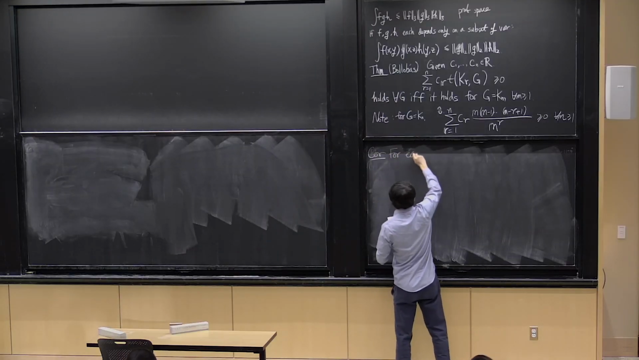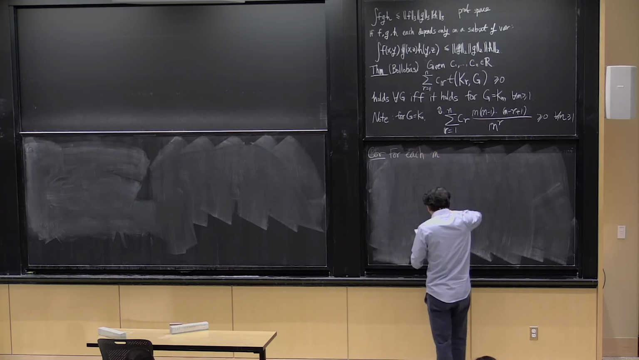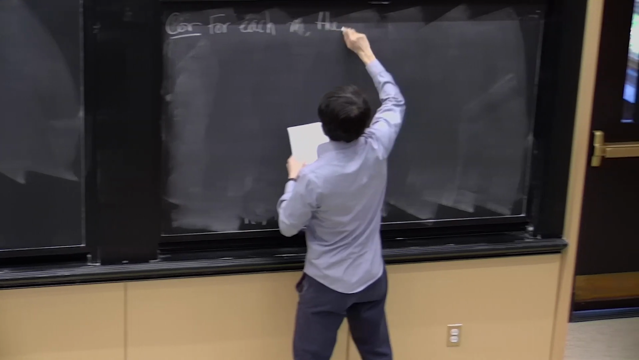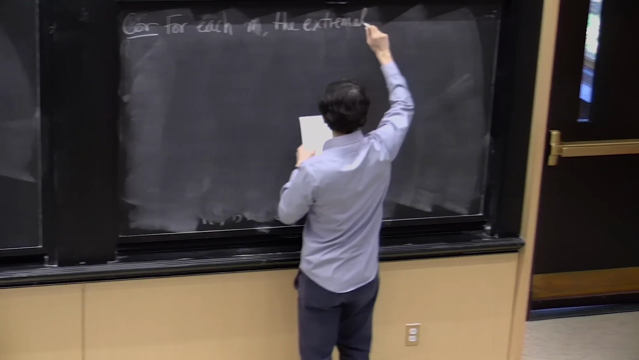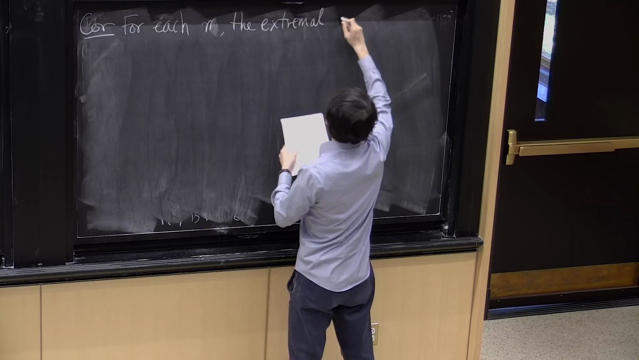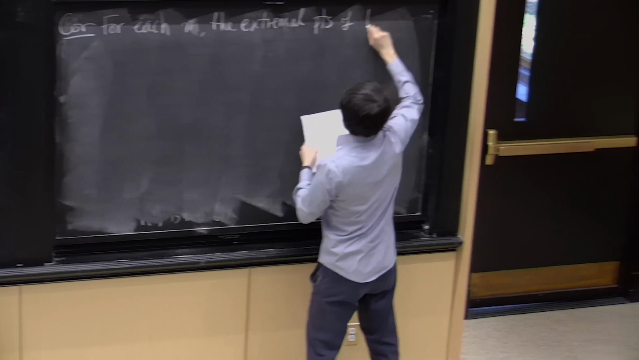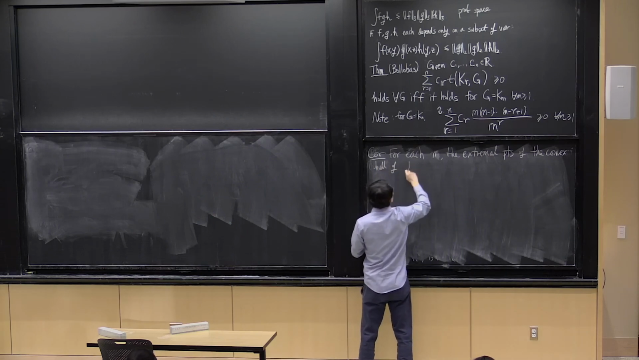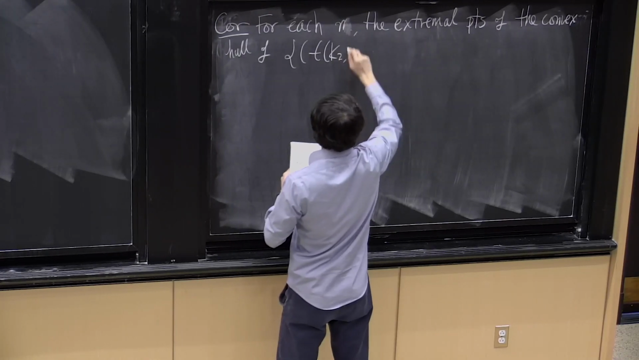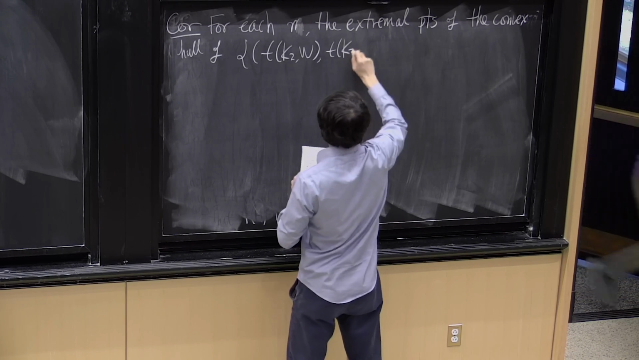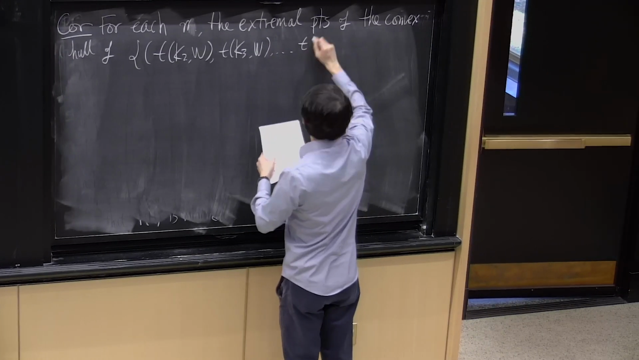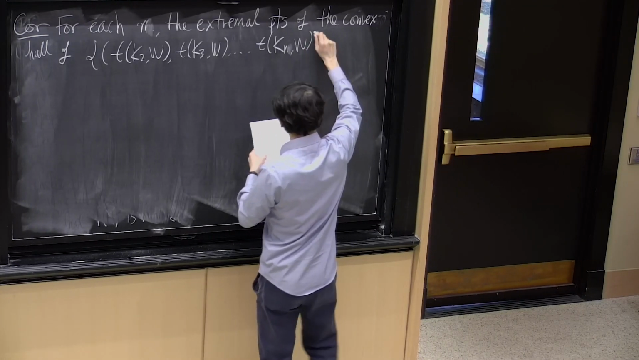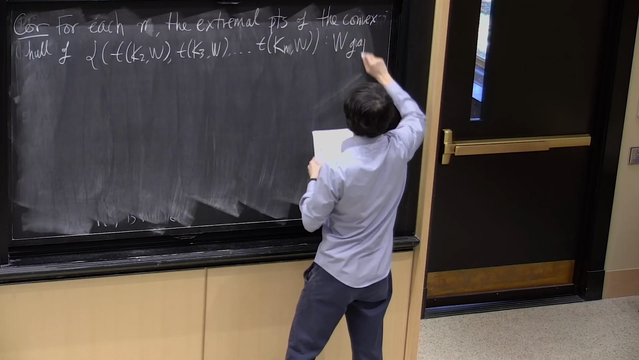for each n, yes, for each n, the extremal points of the convex hull of this set where I record the clique densities over all graph functions W.